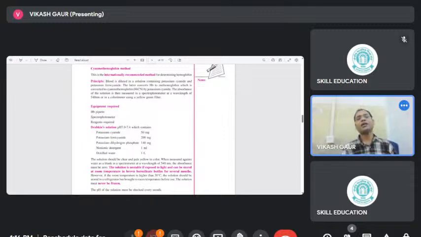What is the principle? We mix Drabkin solution with blood, and a color pigment is formed, which can be read with the help of a colorimeter. What kind of equipment is required? An Hb pipette, a spectrophotometer or other colorimeter, and reagents are required. What is the reagent? Drabkin solution is required, which has pH 7 to 7.4.